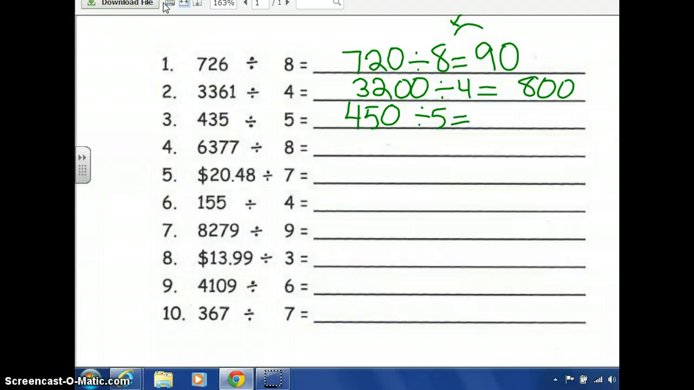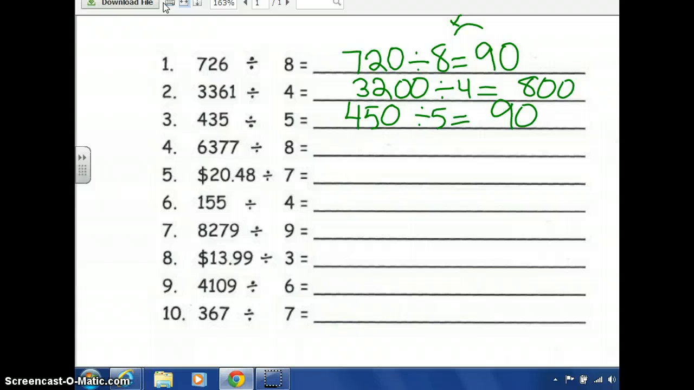Aaron. 90 is correct. Good work. All right. Number 4, I'm going to cover up the 7 and the 7. 63 divided by 8. Now that's not going to work, but is there something close?